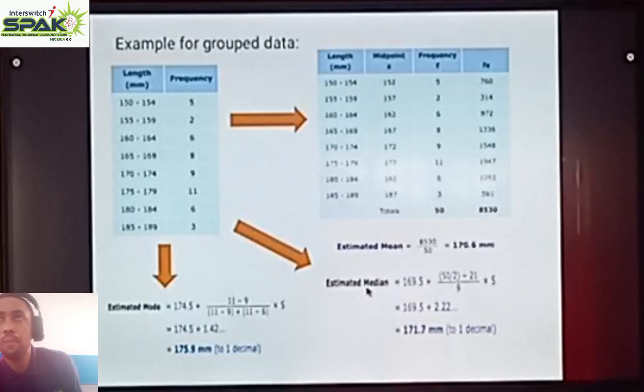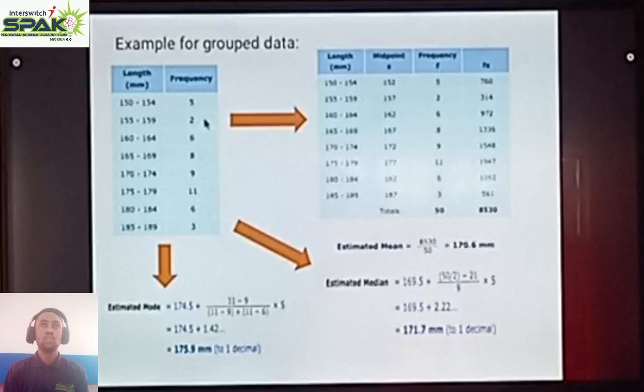So median now, applying the formula, don't forget L1. The first thing, let's look at the median class. What's the median class? N divided by 2. N is 50, then divided by 2. So that will be 25. So now go back to the frequency. This is 5 plus 7. And 5 plus 2, 7, not 25.